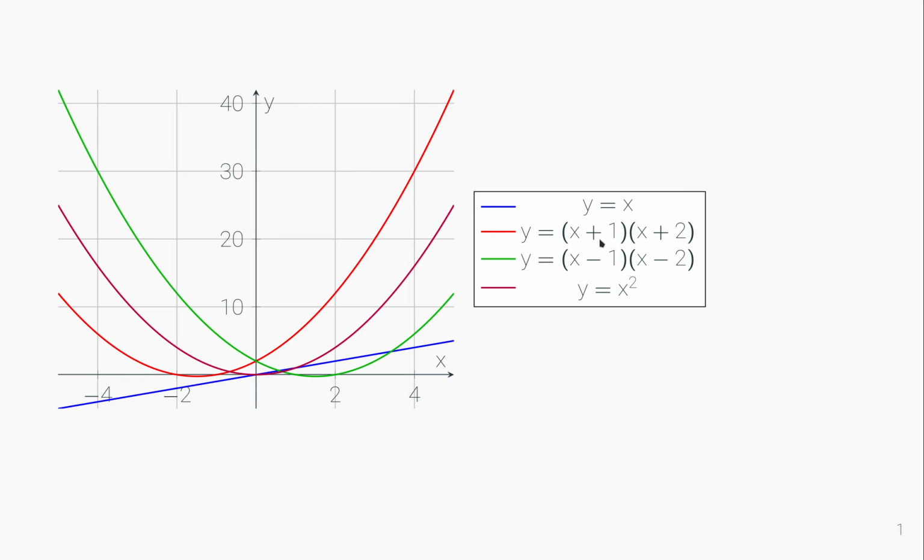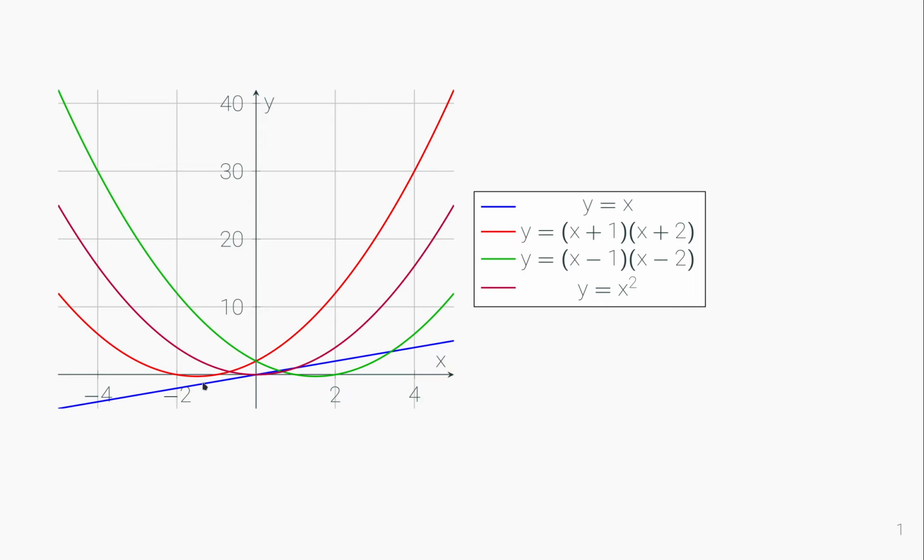Now we look at two parabolas, or rather three parabolas, or quadratic equations. When we talk of parabolas, it is a quadratic equation. So the first equation is y is equal to (x plus 1) into (x plus 2). Second is (x minus 1) into (x minus 2), and third is y is equal to x square. So if you look at the first equation, (x plus 1) into (x plus 2), that is x square plus 3x plus 2.